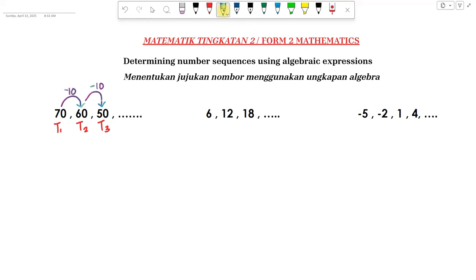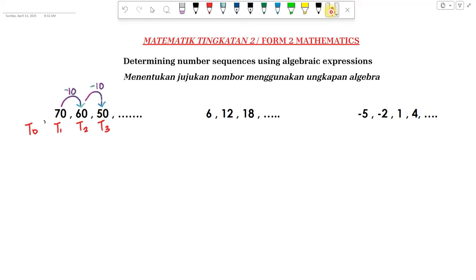So pattern done. Next, you want to determine what is your term 0. Okay, I'll explain again later why I'm using term 0. We want to determine what is our term 0. So, if towards your right hand side, you are subtracting 10, that means if you want to go in the opposite direction to the left, you will have to do the opposite, which is to plus 10.